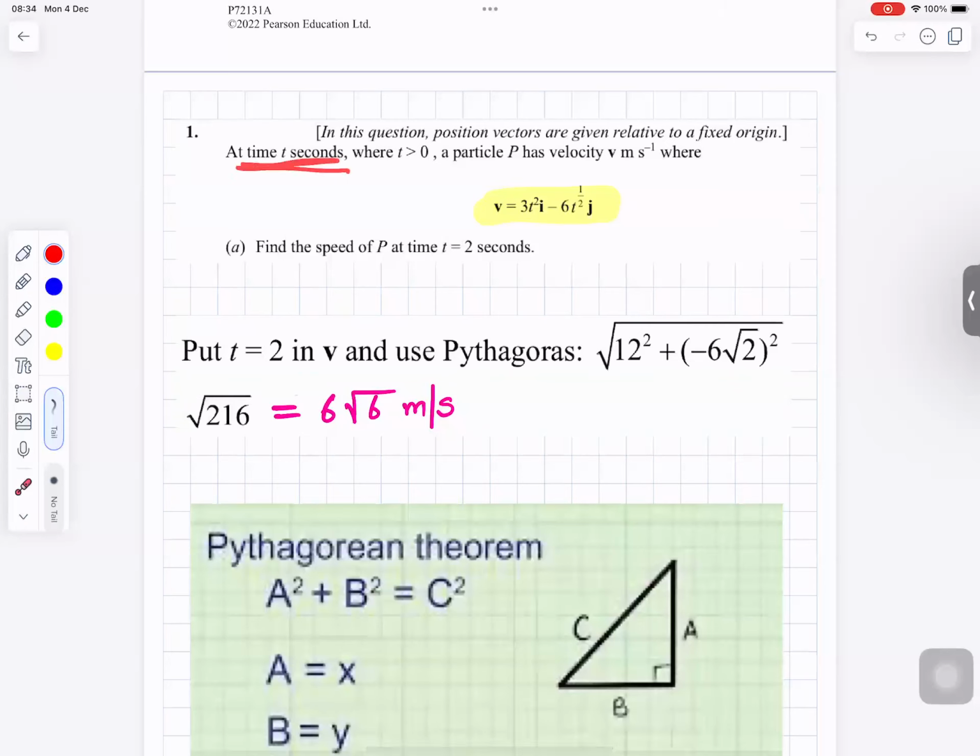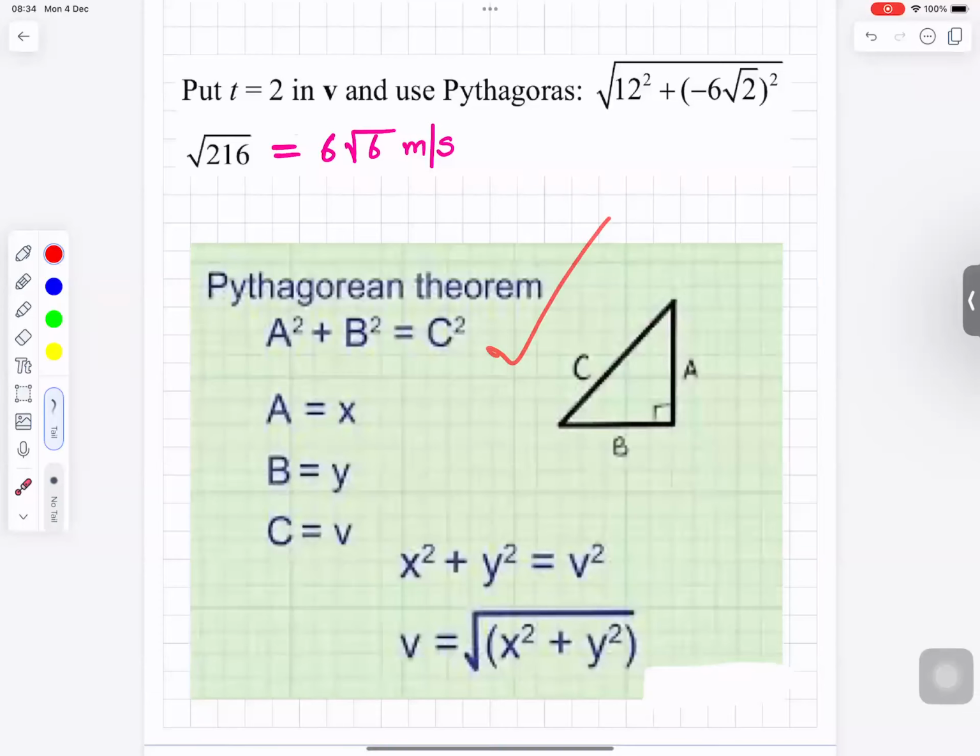At time t seconds, where t is greater than 0, a particle has velocity v meters per second, where v is given by that expression. Find the speed of P at time t equals 2 seconds. So we put t equals 2 in the expression for v, and we use Pythagoras, to get 6 meters per second.